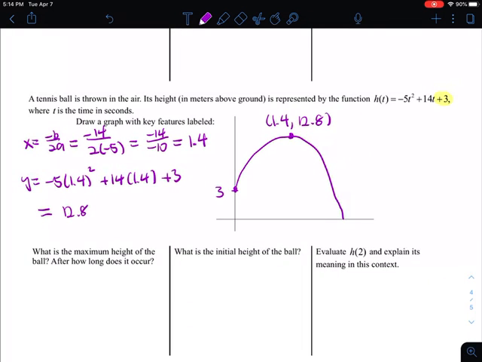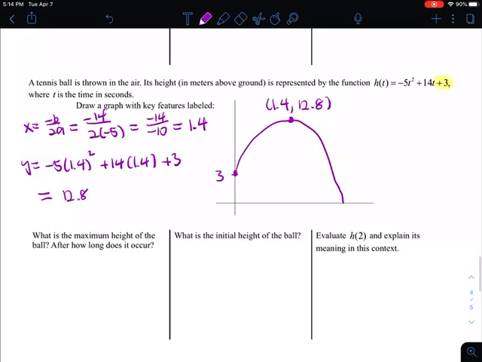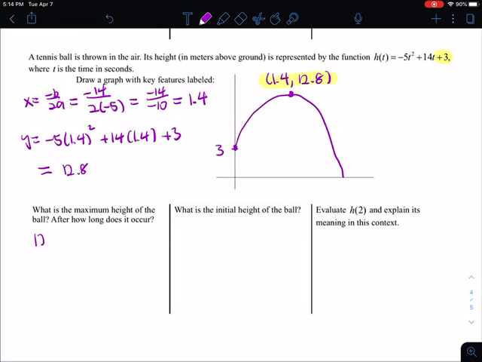Okay, and then I think we're ready to get started with the questions. What's the maximum height of the ball? After how long does it occur? Well, that's going to come from our vertex, right? So there's the vertex. Maximum height will be 12.8. That's our y value, and it's in meters. After how long does it occur? That's our x value. In this case, that's t. So t is 1.4. So 1.4 seconds.